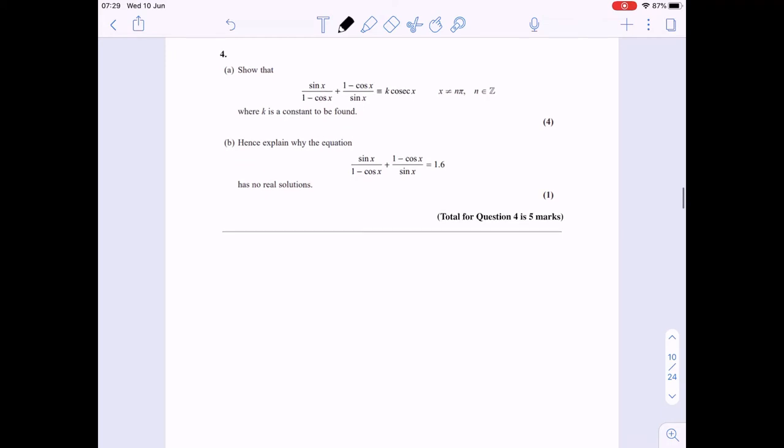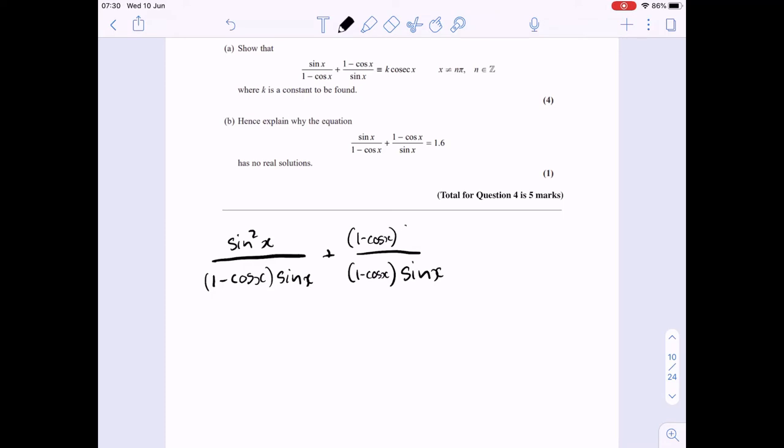Okay, question four. So we're being asked to show that sine x over 1 minus cos x plus 1 minus cos x over sine x is something times cosec x. So let's have a look at combining it into one fraction. We would multiply the fraction on the left by sine x, so 1 minus cos x times sine x, and our numerator would now become sine squared x. And our second fraction, if we wanted this to have the same denominator, we'd have to times it by 1 minus cos x. Okay, and therefore our numerator would become 1 minus cos x times 1 minus cos x.